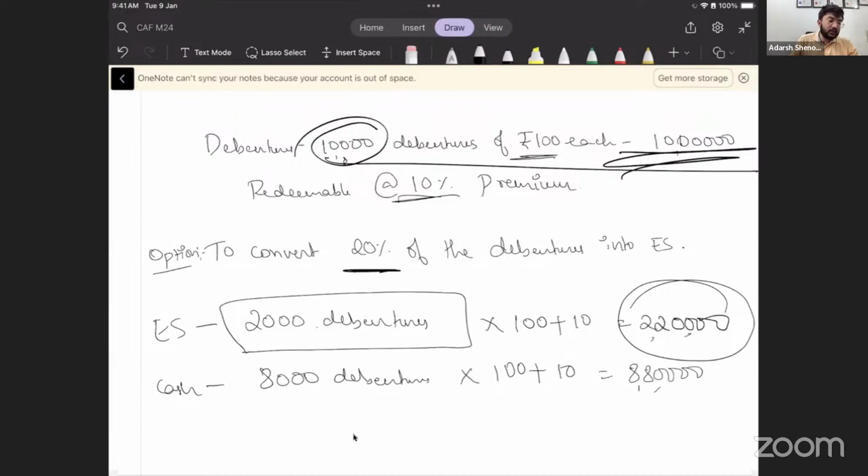So I am not giving the full 11 lakhs in cash to these debenture holders. Rather, I had given an option to them, right? If you want, we can convert this into equity shares. So we are using that option. All of them have agreed to use that option. Sometimes all of them don't agree. Only a few of them agree out of this. But in our example, I've told you, all of them agree to convert that 20% into equity shares.